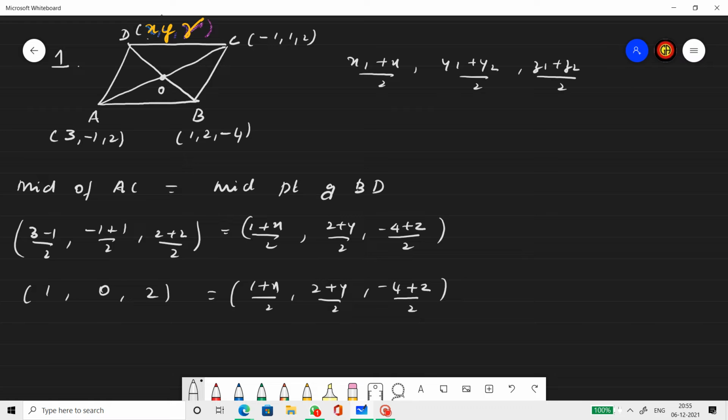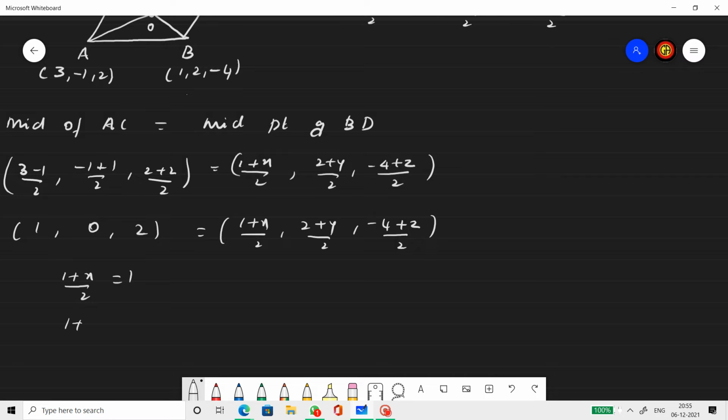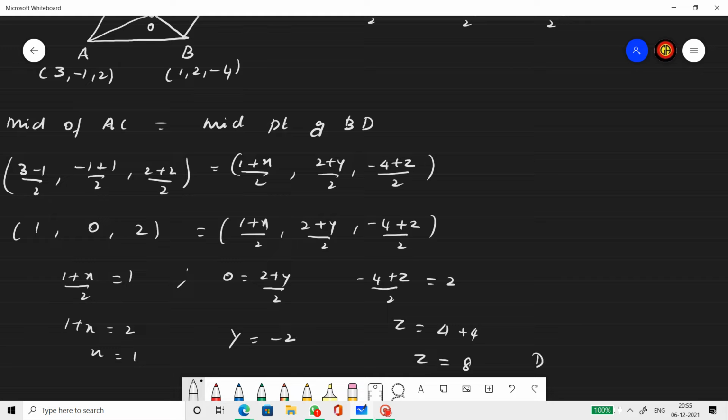The x's are equated, and the y's and z's coordinates are equated. Through this, we find 1 plus x by 2 equals 1, so 1 plus x equals 2, x equals 1. 0 equals 2 plus y by 2, so y equals minus 2. And minus 4 plus z by 2 equals 2, z is equal to 4 plus 4, so z will be 8. Therefore, the coordinates of D is 1, comma, minus 2, comma, 8.